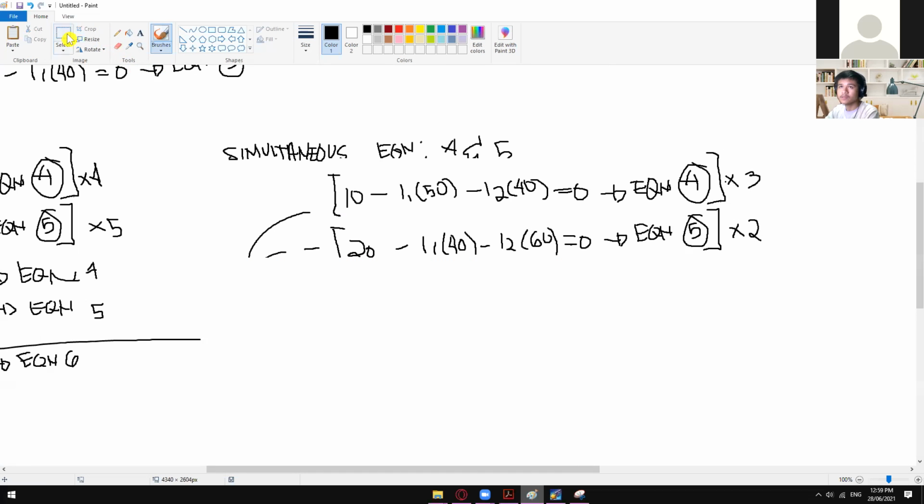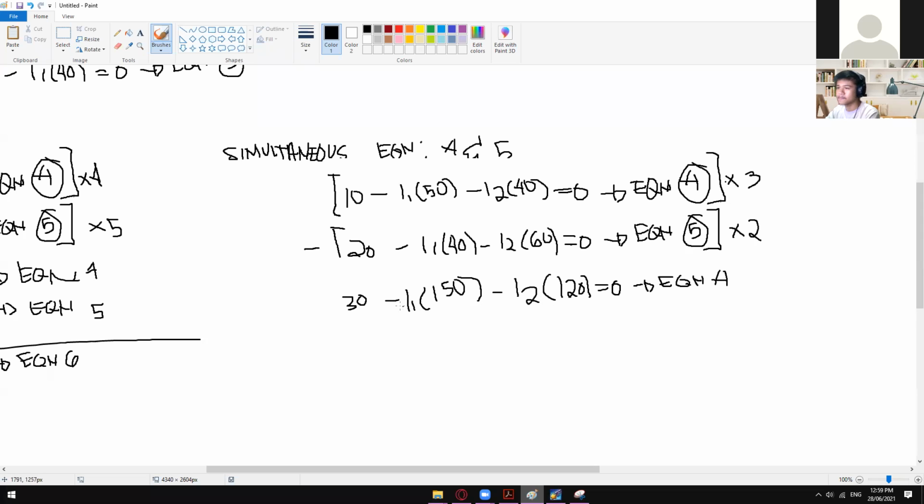Okay, so doing that, our equation number 4 will become 3 times 10 is 30 minus I1 times 150, 50 times 3 is 150, minus I2 times 120, 40 times 3 is 120, is equal to 0. So this is now our equation number 4. Just let me know if I did something wrong.